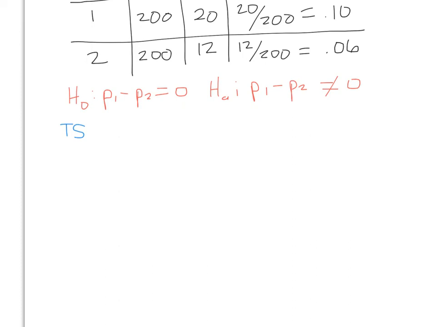So first thing we want to do is calculate this value p sub c, where from the notes we take 20 plus 12, right? We're adding together the successes from each of those samples, and then putting that over the sum of the sample sizes. So we get 32 over 400, which is 0.08.